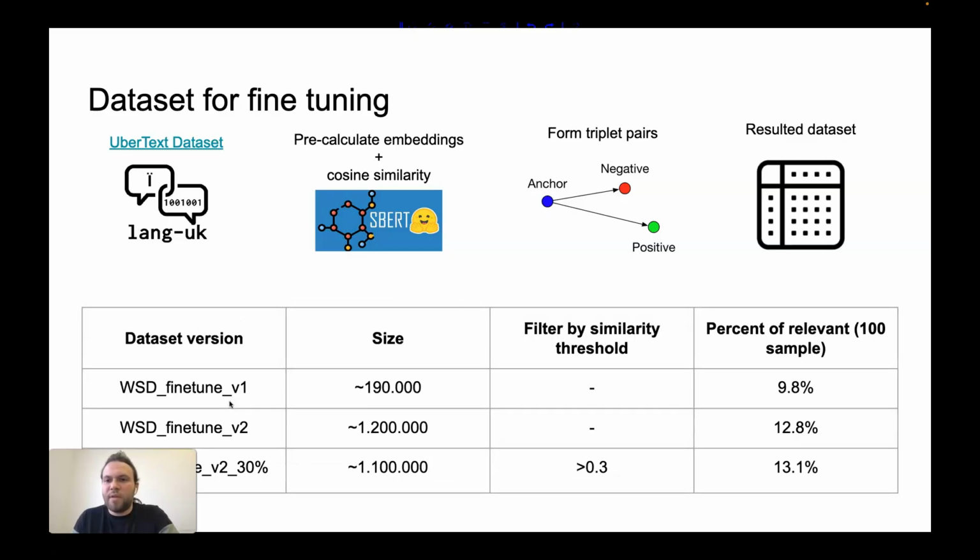After the mining process, we obtained several versions of the fine-tuning dataset. The first dataset consists of approximately 190,000 samples with 9.8% of the relevant samples. The second dataset consists of approximately 1.2 million samples with 20.8% of the relevant samples. The third dataset consists of approximately 1.1 million samples with a similarity threshold metric filter applied, with 13.1% of the relevant samples.